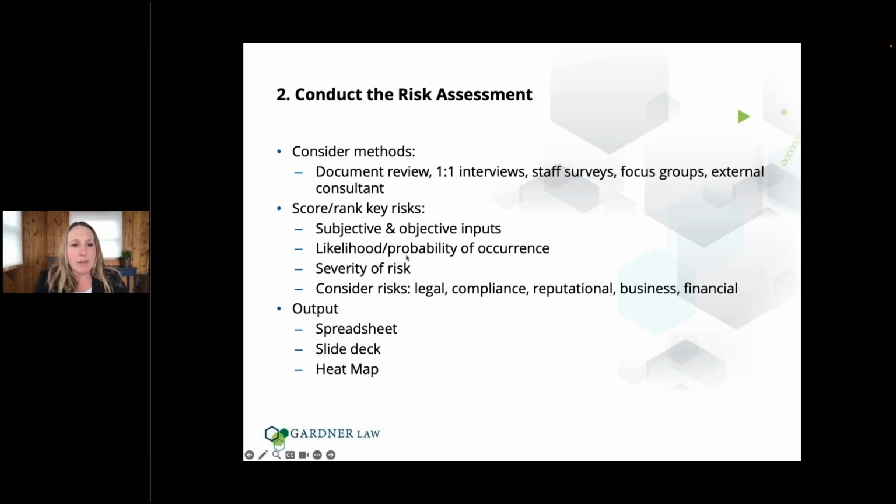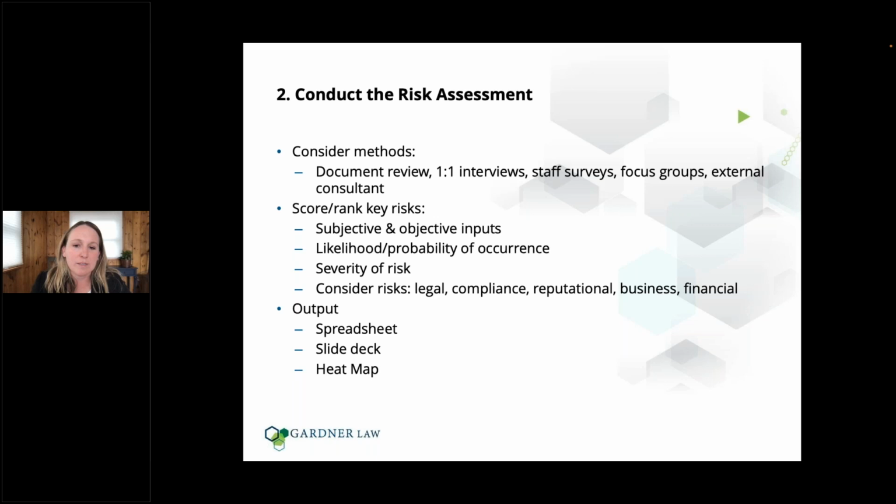And when we score and rank our risks, we want to look at primarily two things. Number one is the likelihood or probability of occurrence, and number two is the severity of risk. So things to consider, again, legal, compliance, reputational, business, and financial. And then we'll talk a little bit shortly here about the output. So whether it's a spreadsheet, a slide deck, a heat map, these are all outputs that we could consider, depending on what you need. These are all different types of outputs or deliverables that we'll see with a risk assessment.